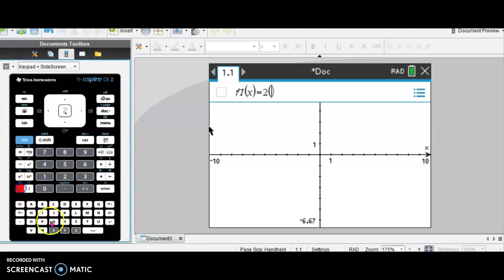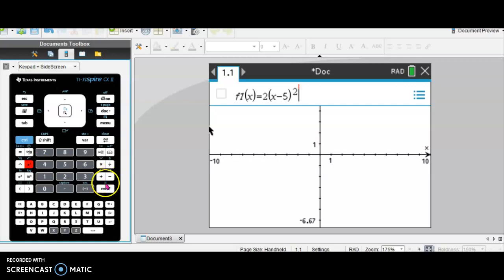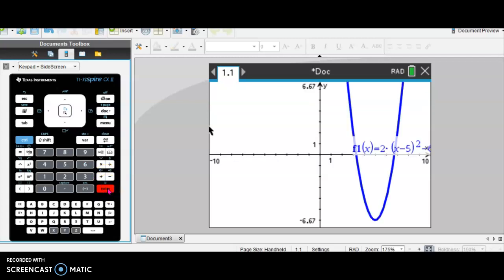So 2 parentheses x minus 5, close the parentheses, and then hit the squared button. And then -6. Make sure it's not a -6, that you use the minus button. The minus button is right next to the plus button. Hit enter, and there's our graph.